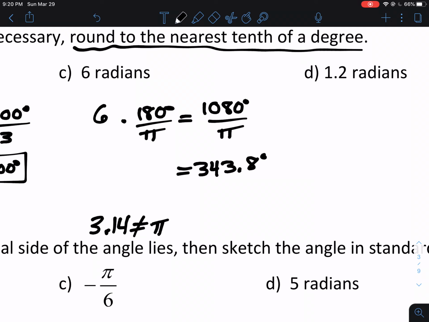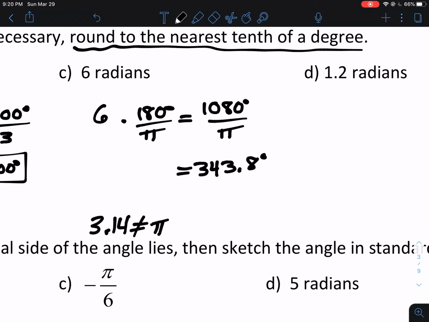If you did try to take 1080 divided by 3.14, what you're going to end up with is something that's close but not the same. You would have actually ended up with 343.9 degrees. Now it's not off by much, but a tenth of a degree is enough to count you wrong on big ideas and count you wrong on a quiz if you choose to take it at the end of the week.